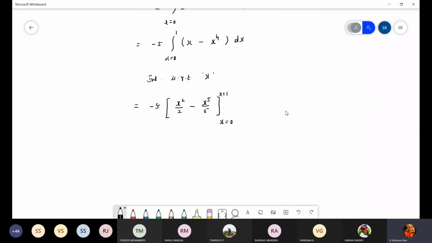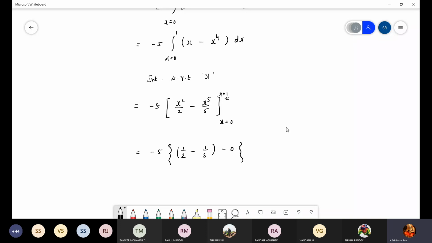Minus 5 into the upper limit. I can't take the number in the denominator outside because it's not common; you would have to take the LCM. So instead of that, I will substitute as it is. First you substitute the upper limit x equals 1. You will get 1 by 2 minus 1 by 5. This is the upper limit. Minus the lower limit, which is 0. No need to substitute, or you can substitute like this.